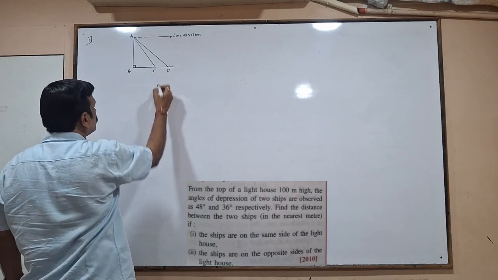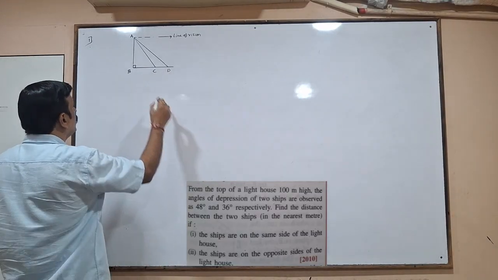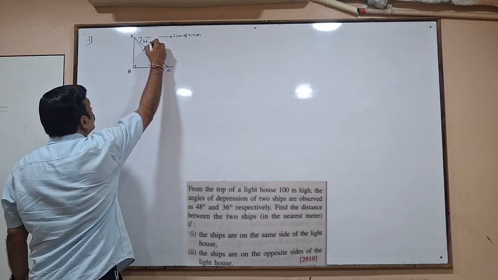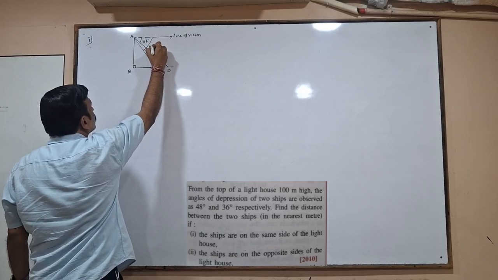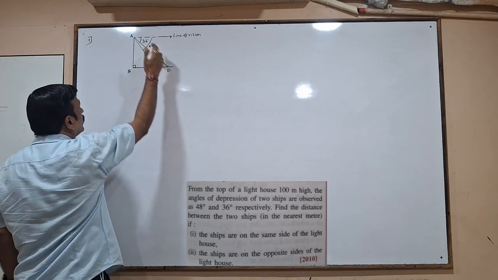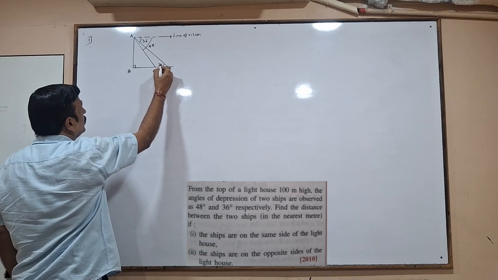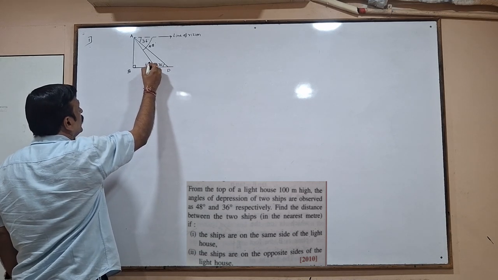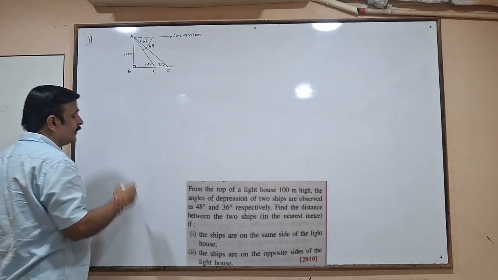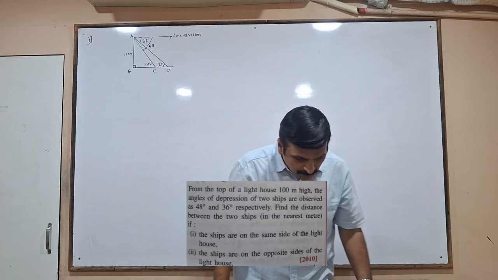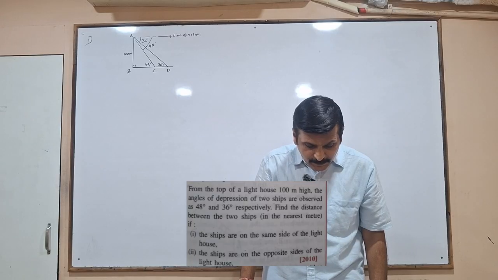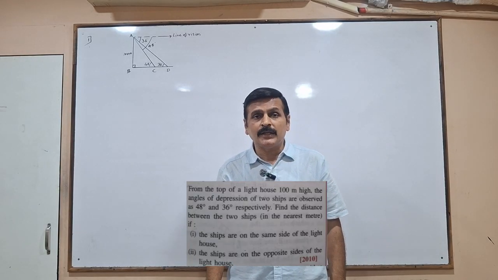So these are the positions of the ships C and D, 36 and 48. This angle is 36 degree and this angle is 48 degree. Lines are parallel, so if this is 36, this will be 36 and this will be 48. What is given is the lighthouse, 100-meter high. What they want is to find the distance between the two ships to the nearest meter.